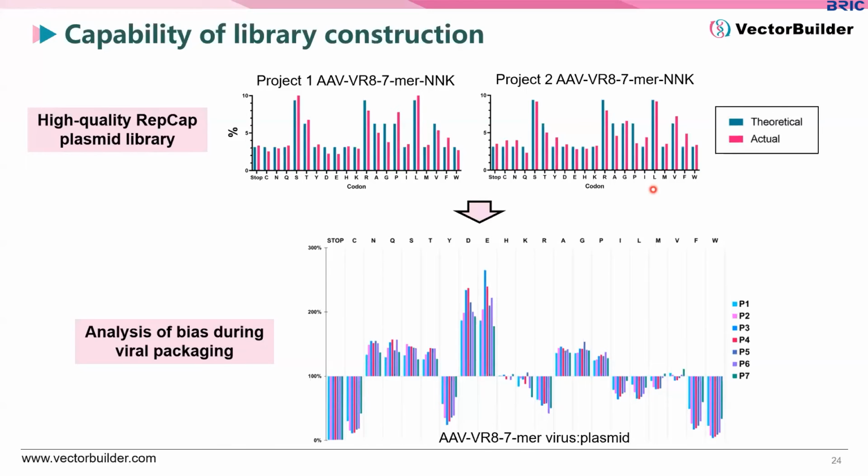Once we package the virus, we can see in the graph below that we can analyze the bias during the viral packaging, in different positions from the 1st to the 7th peptide. It is not in favor of some of the amino acids. However, in some positions, they show different biases towards different amino acids. This is something that we can do to make a high quality uniform library.